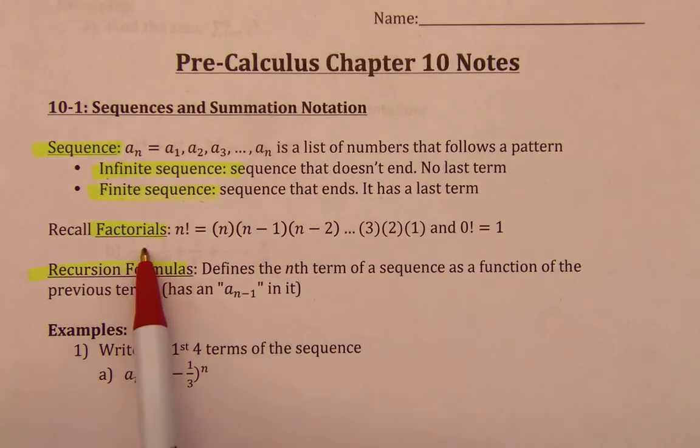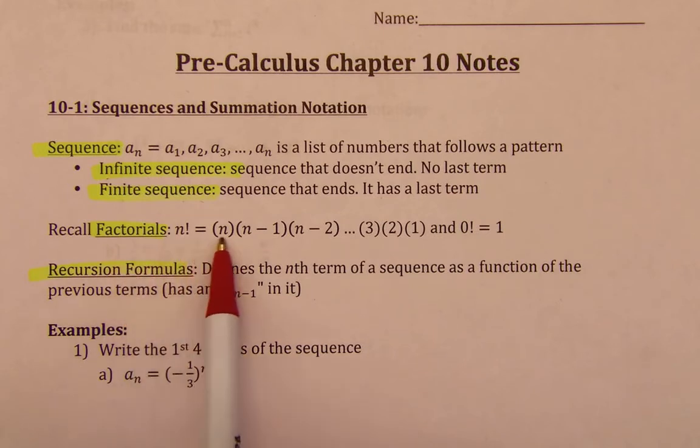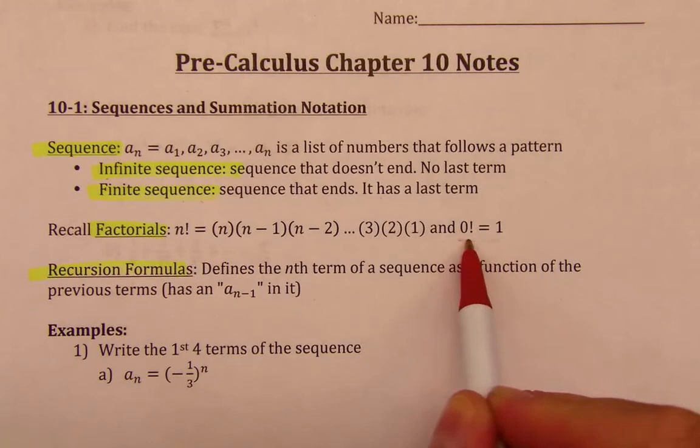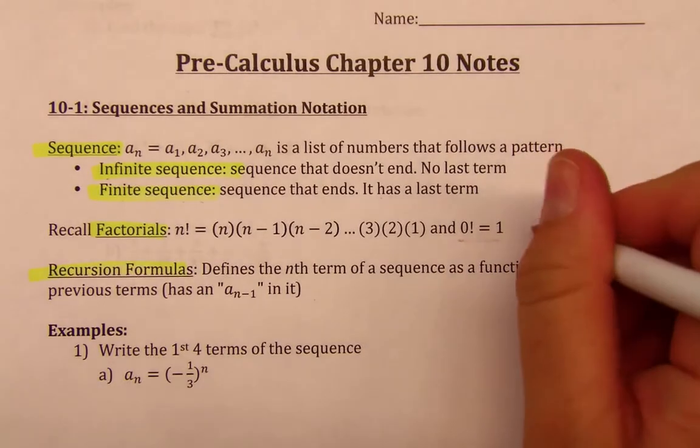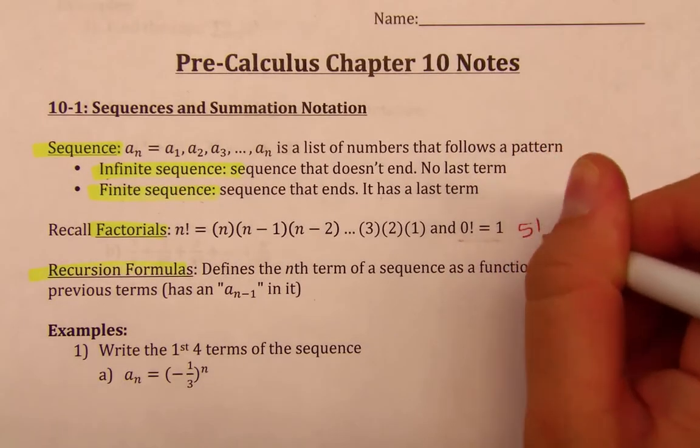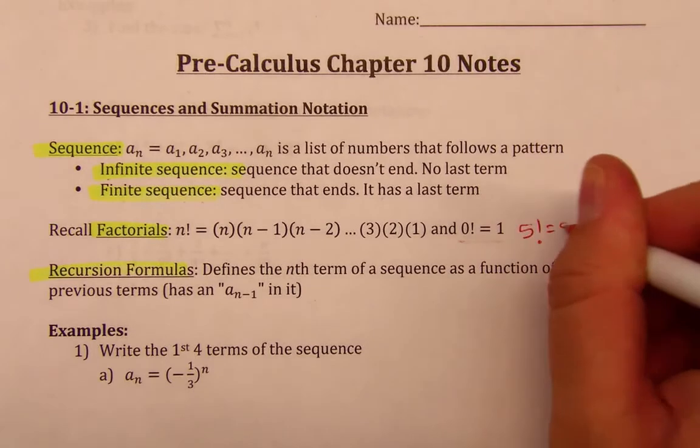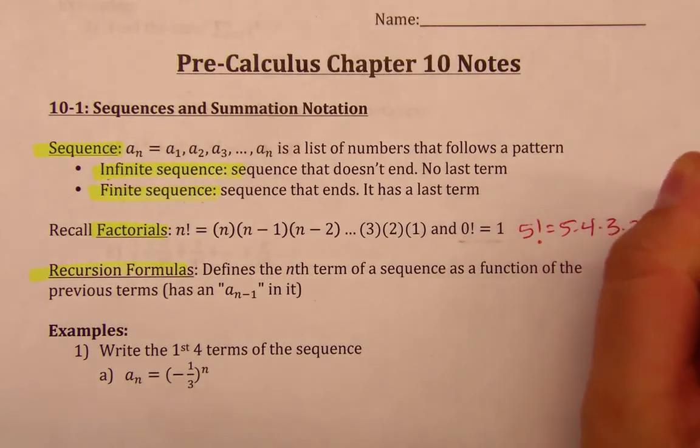Now something else that you've learned previously in math is factorials. If I have n factorial, I'm multiplying all the way down to 1. We also define 0 factorial to equal 1. So for example, if I have, let's say, 5 factorial, that's 5 times 4 times 3 times 2 times 1.